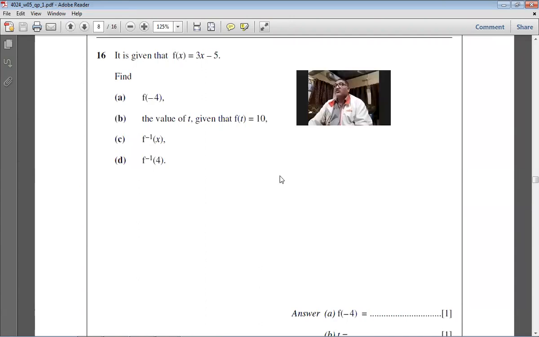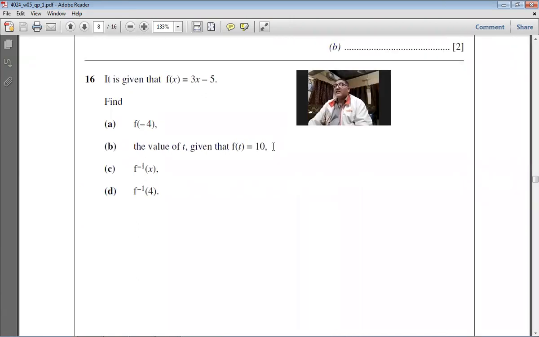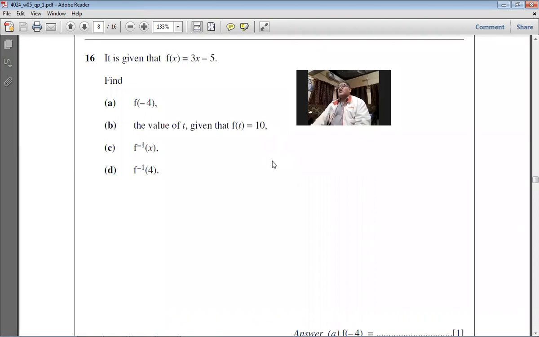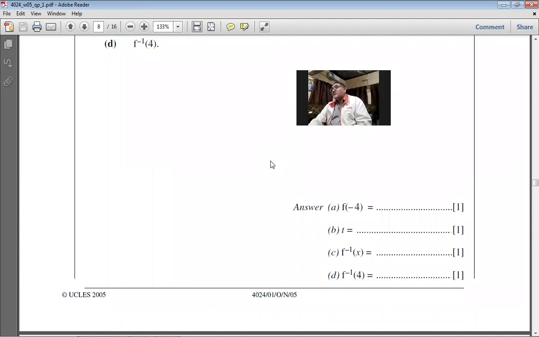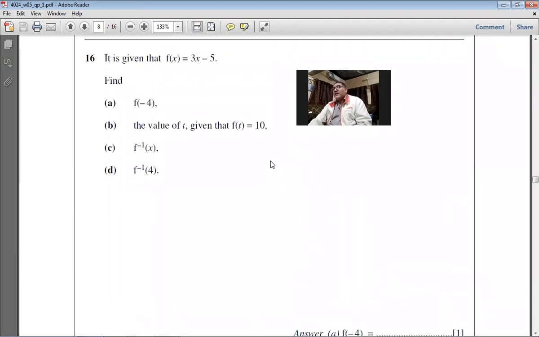The next question is question number 16, and it is showing up on your screen. It's a 4-mark question, and it says it is given that f of x is, the question is on functions, f of x is equal to 3x minus 5. A part is find f of minus 4. f of minus 4 means that in that formula, in the place of x, substitute minus 4 and find out what is the value of that formula.